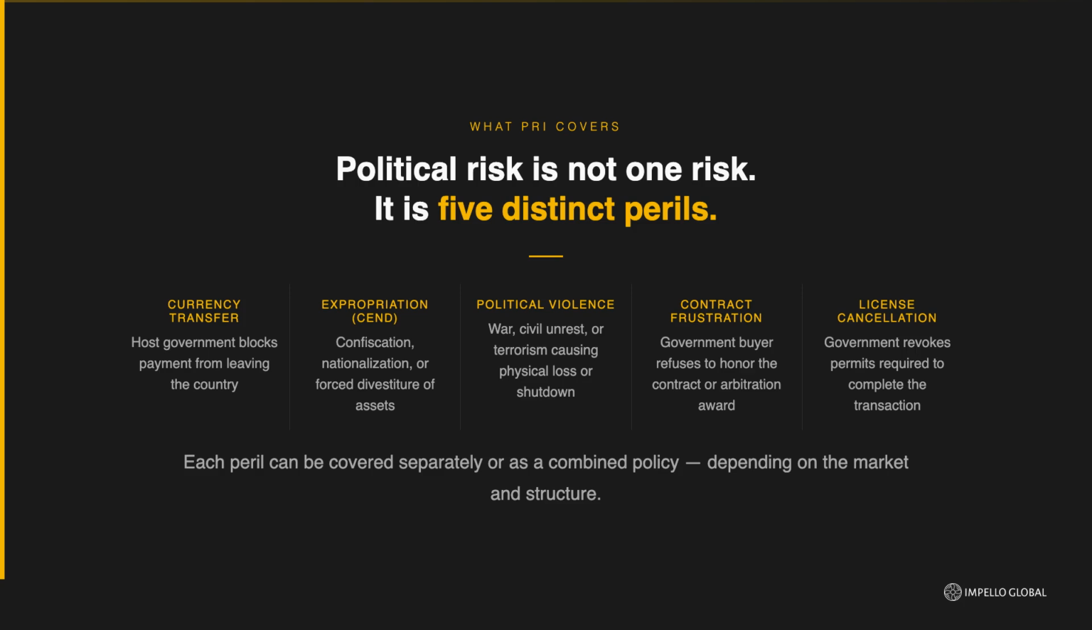The third peril is political violence: war, civil unrest, insurrection, or terrorism that causes physical damage or shuts down your operations. The fourth is contract frustration, when a government buyer refuses to honor a commercial contract or ignores an arbitration award. And the fifth is license cancellation or export embargo, when the government revokes the permits or approvals you need to complete the transaction. Each of these can materialize independently. The right policy covers the ones your specific transaction is actually exposed to.